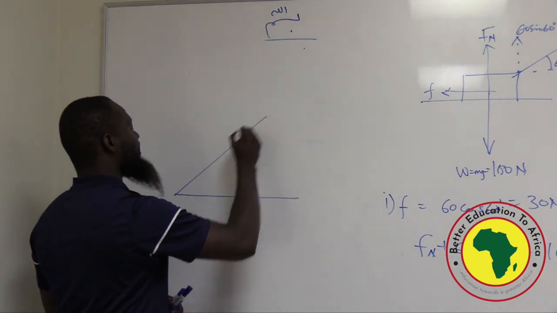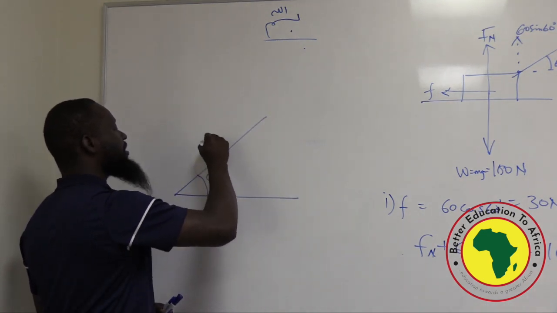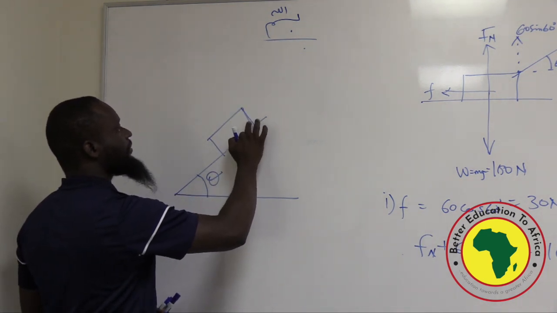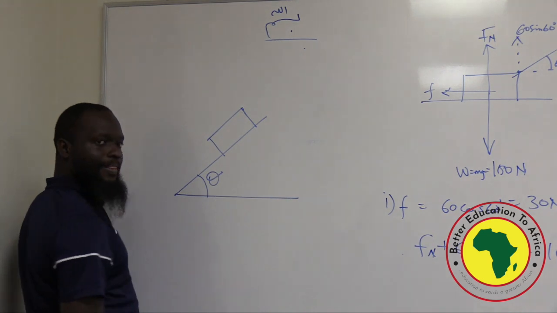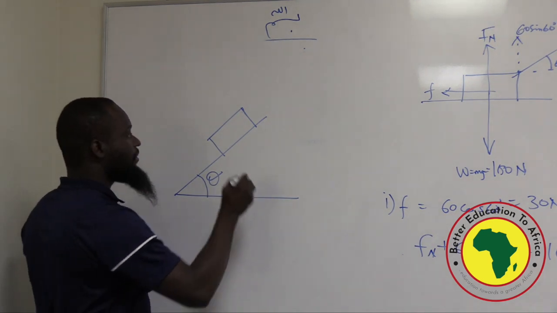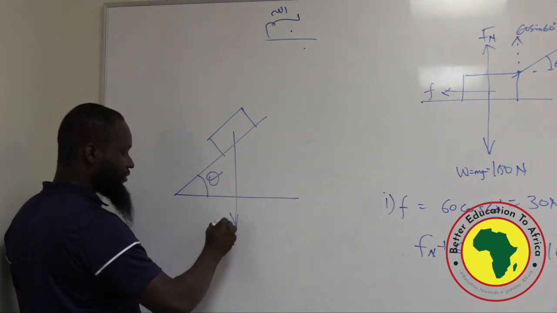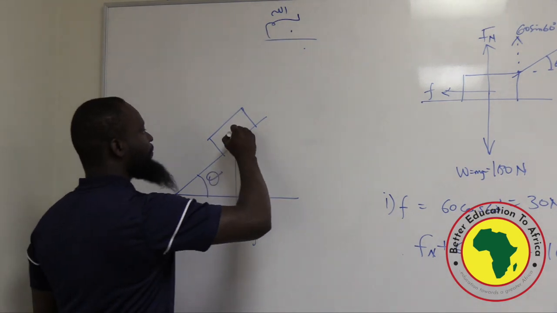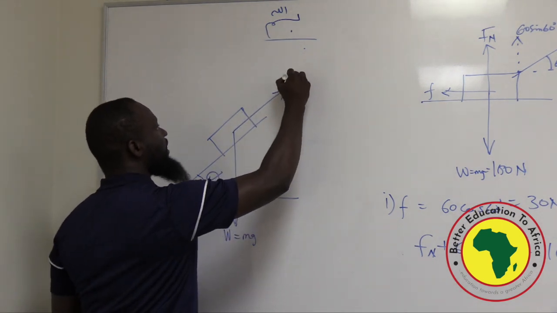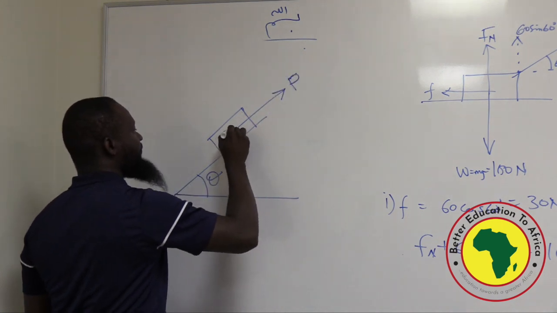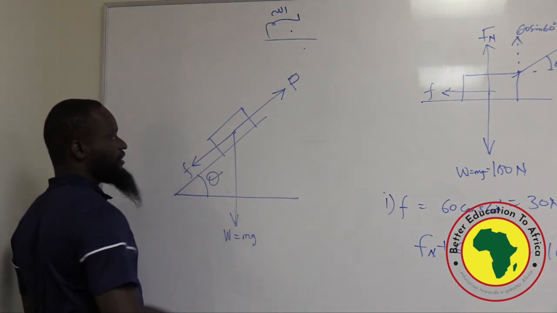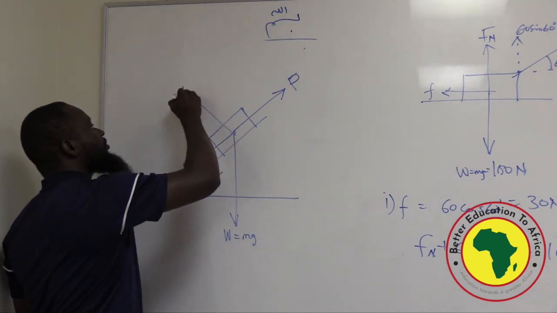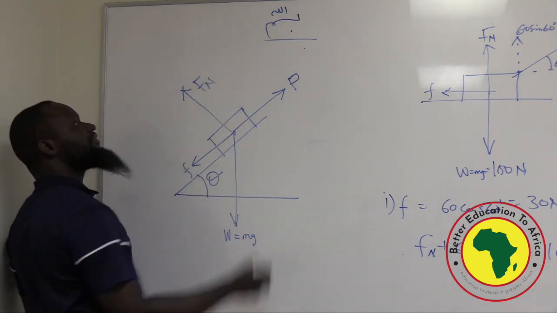When I have an object on an inclined plane, let me call this theta. There's an object here. The weight always acts down, W, mg. If you are pulling the object up with a force F, or I call P, there will be a friction force, small f, opposing you down there. And the normal force is always perpendicular to the surface.